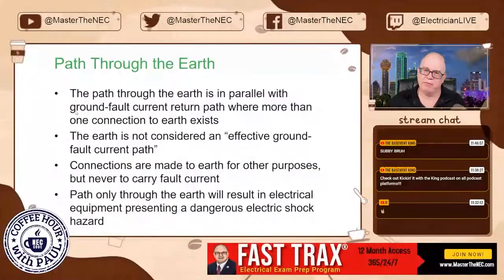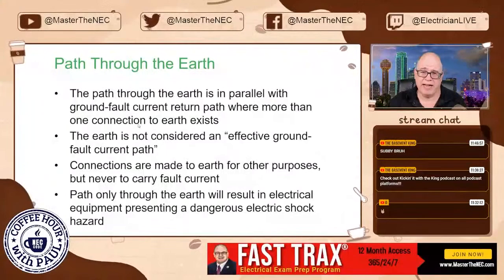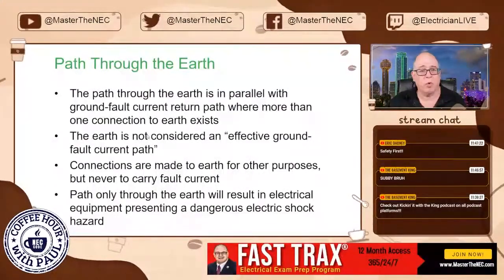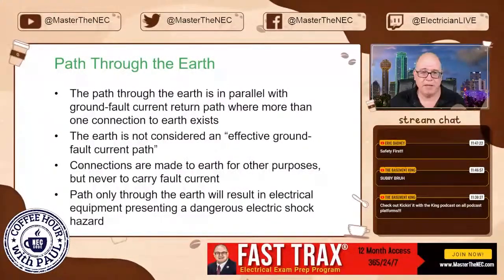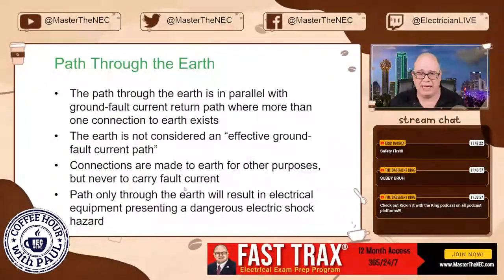You all know this by now. The path through the earth is in parallel with the ground fault current return path, where more than one path exists, right? The earth is not considered an effective ground fault current path. The impedance is way too high.